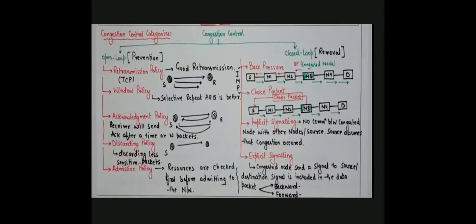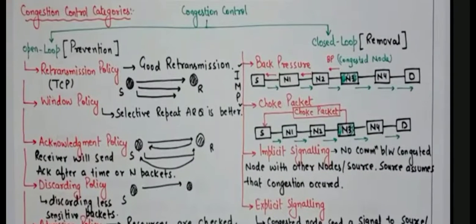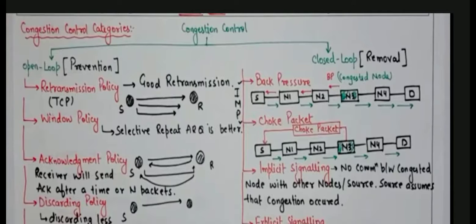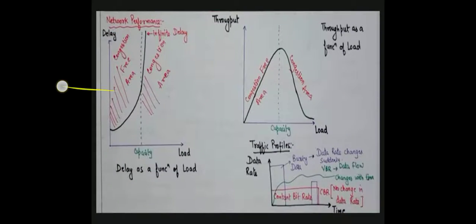See, congestion controls are categorized into two categories. One is the open loop category, and the other is the closed loop category. The open loop category is always used for prevention, and the closed loop category is always used for removal. In the open loop category, for prevention, what happens here, you can see this. The first one is the retransmission policy.